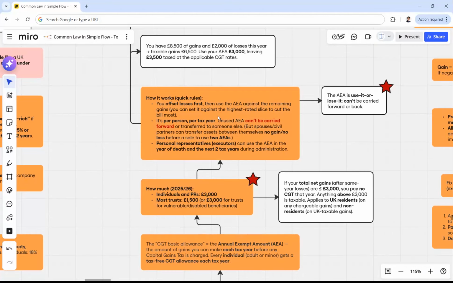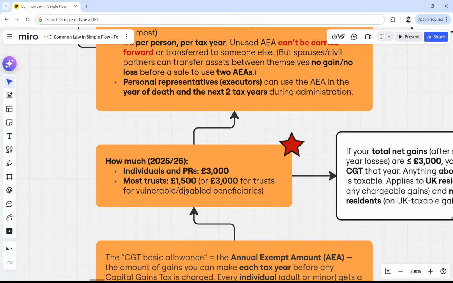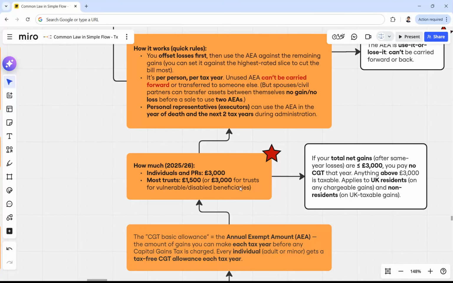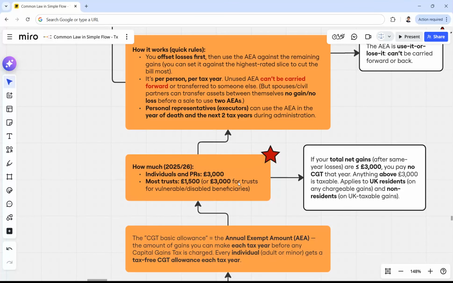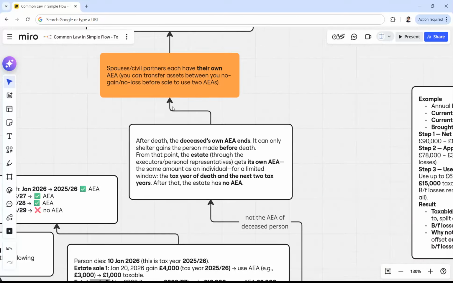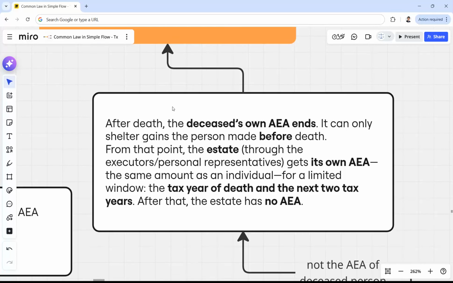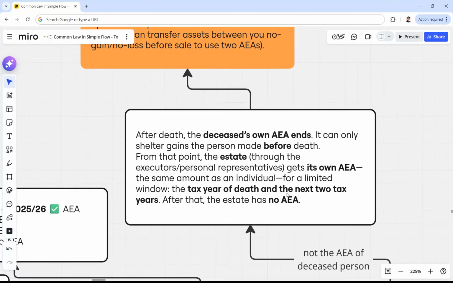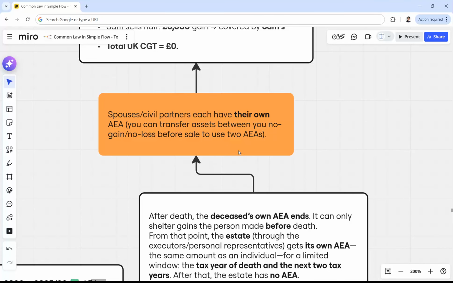But let's not forget that for trusts, it's 1,500. For individuals and PRs it's 3,000. And this 3,000 for trusts is only for vulnerable, disabled beneficiaries. Vulnerable beneficiaries are, for example, teens. So the tax here is on death and the next 2 tax years.